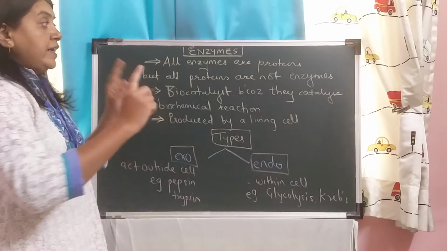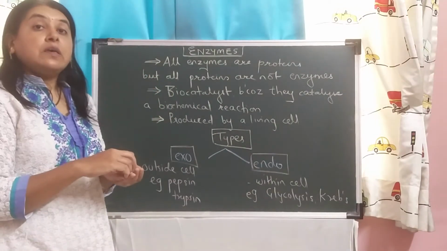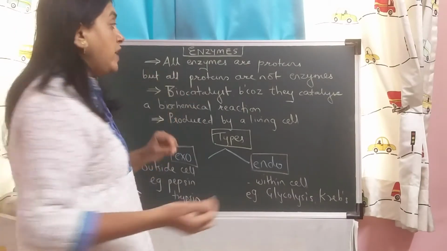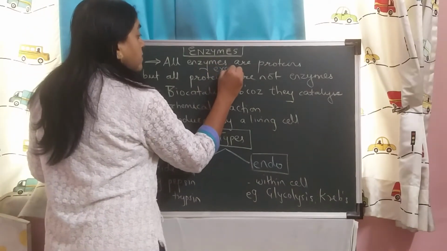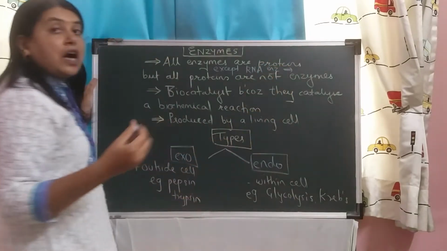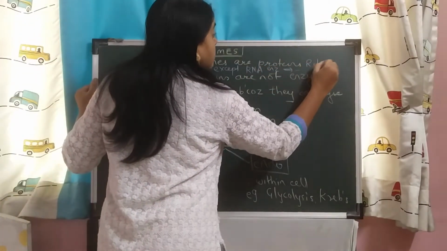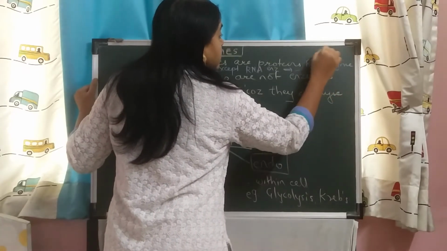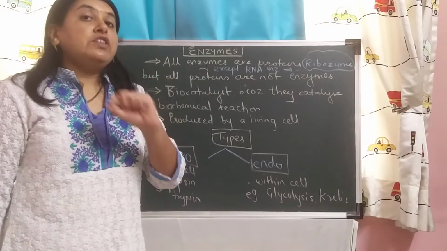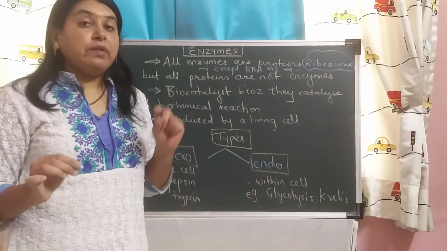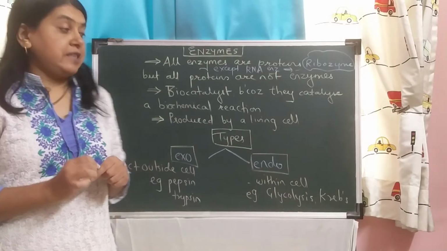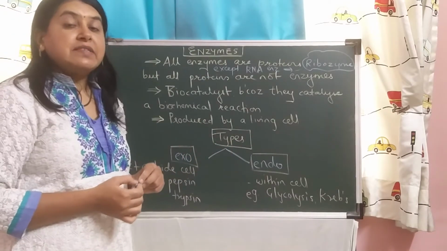Fine. Now we have said that all enzymes are proteins, but some enzymes are not proteins, they are RNA enzymes and they are called ribozymes. So all enzymes are proteins except the RNA enzymes, which are called ribozymes. And we have learned one ribozyme, that is peptidyl transferase, which can catalyze the formation of a peptide bond between two amino acids, right? So that is an example of an RNA enzyme. Okay, so these are the two types of enzymes that we have discussed.